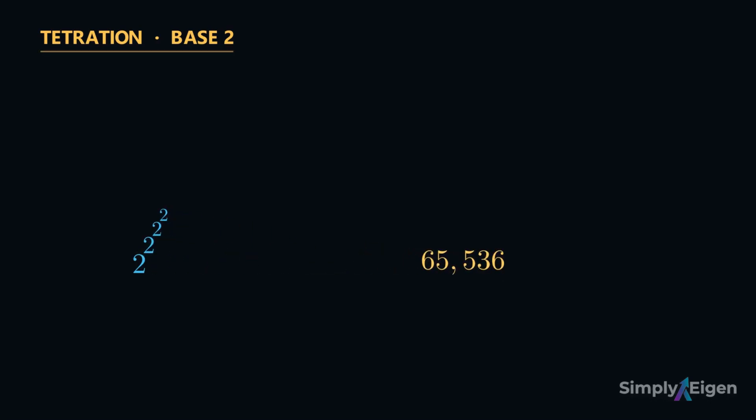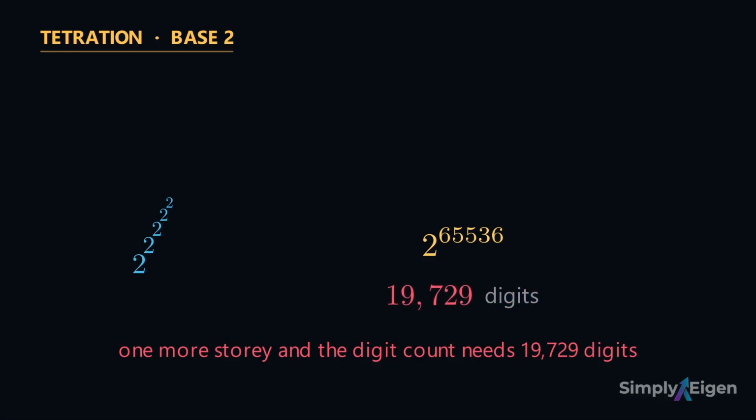4 stories is 2 to the 16th, 65,536. 5 stories is 2 raised to that. And that number has 19,729 digits. Add 1 more story, and the number of digits itself has 19,000 digits.